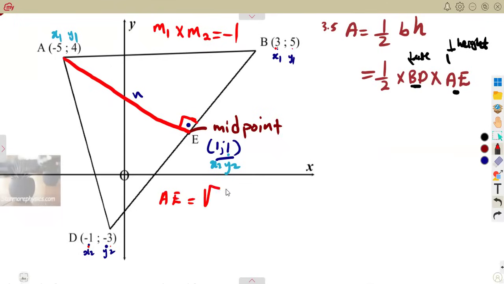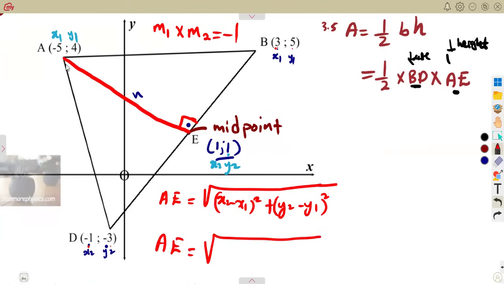So you're forced now to first calculate the length of AE. Remember from our distance formula we used previously, it was the square root of x2 minus x1 squared plus y2 minus y1 squared. So you can substitute to calculate the distance from point A to point E, the height, because you do not have it. So x2 at E is 1, minus x1, which is minus 5. So it's 1 minus minus 5 squared. A minus and a minus will give you a plus. So it's simply 1 plus 5 squared, plus y2 at E, that's 1, minus y1 at A, which is 4. So that will be 1 minus 4 squared.